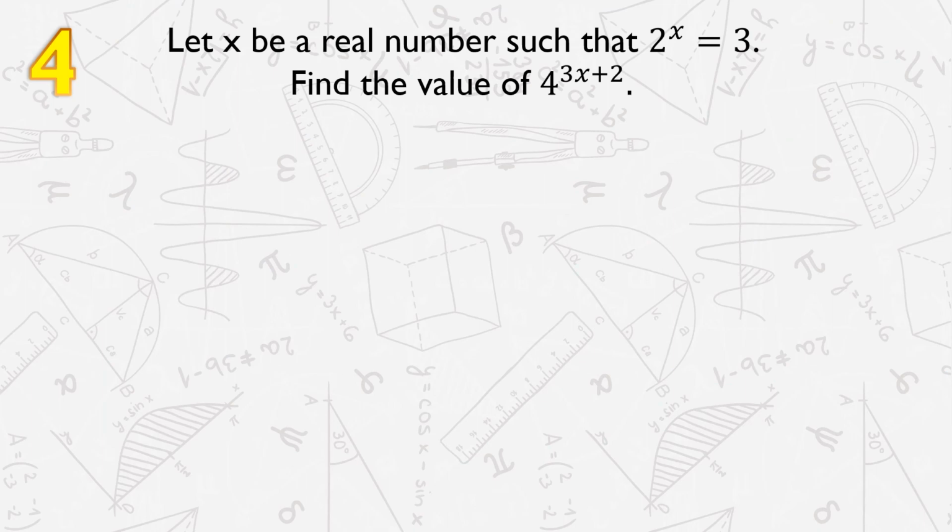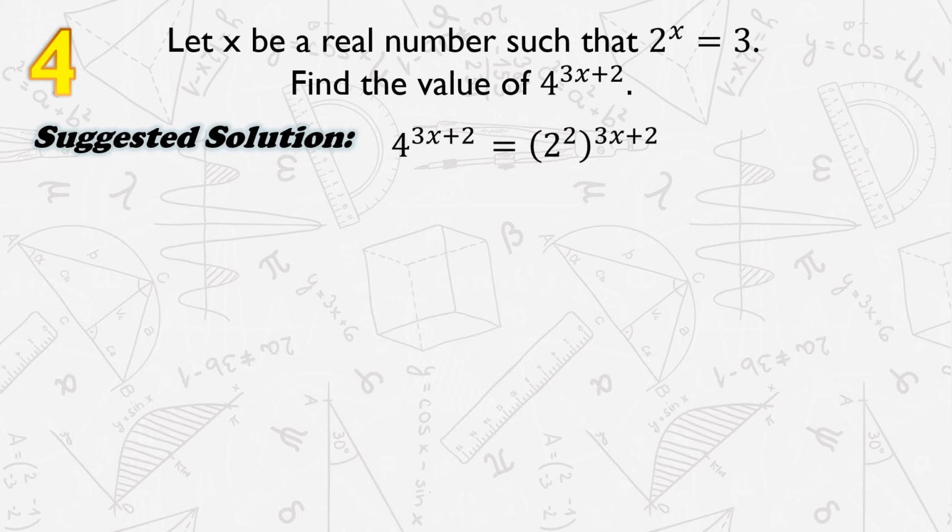Question number 4. Let x be a real number such that 2 raised to x equals 3. Find the value of 4 raised to 3x plus 2. Here is our suggested solution. 4 raised to 3x plus 2 can be written as (2 squared) raised to 3x plus 2. Then, using the law of exponents, we multiply 2 by 3x plus 2, and we have 2 raised to 6x plus 4.